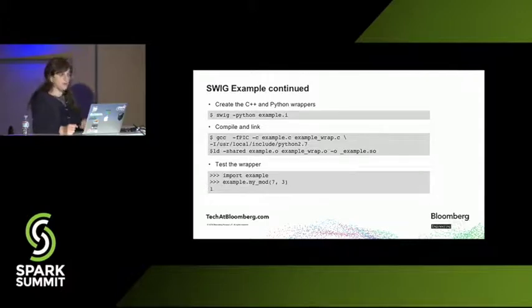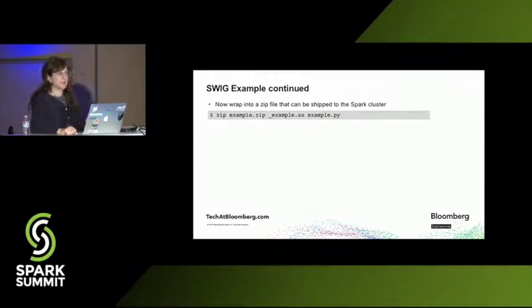And then, if you wanted to test it, you can run your Python interpreter. You can import your brand new example module, which is a Python module which has underlying C++ code. And you can call it, and 7 mod 3 is 1, so we're happy. So that seems to work. So far, we haven't hit Spark at all. This is just how to use SWIG.